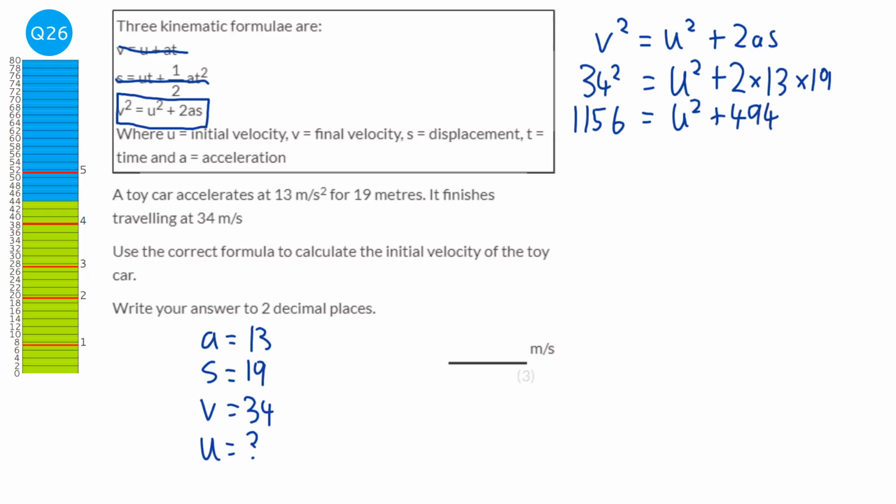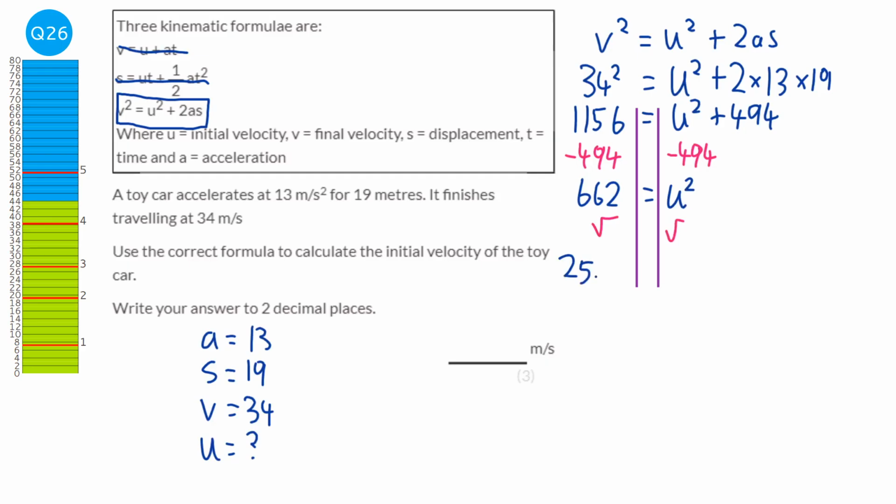And it turns into a solving part, so we're just going to solve this. So the first thing I'm going to do is subtract 494 from both sides. And so we're left with 662 equals u squared. Then we're just going to square root both sides. And so square root of that is going to be 25.729 and so on. And it says it wants it to 2 decimal places, so it's going to be 25.73.